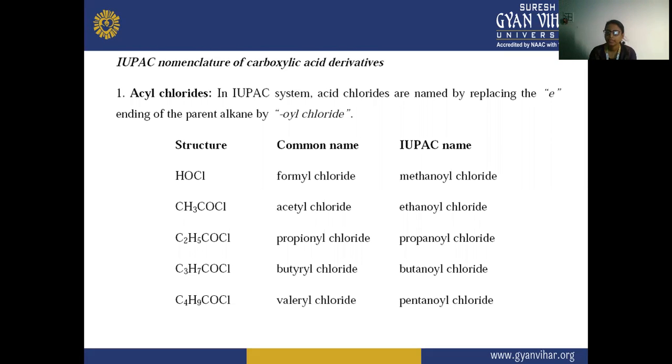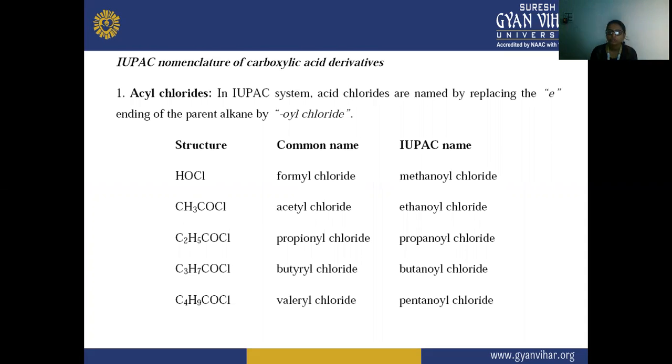So from the alkane, the E is replaced by oyl chloride. After that, this is C3H7COCl. So here the carbons present in this compound are 4 carbon atoms. That is why its name is butanoyl chloride. In case of C4H9COCl, it has 5 carbon atoms. So its name is valeryl chloride, or you can say pentanoyl chloride, according to IUPAC.